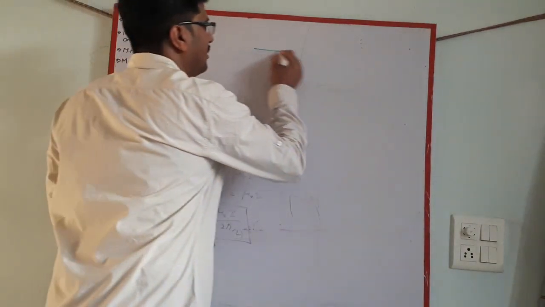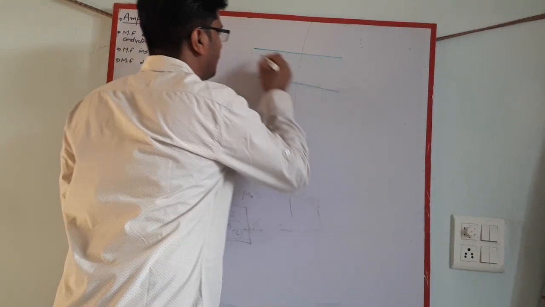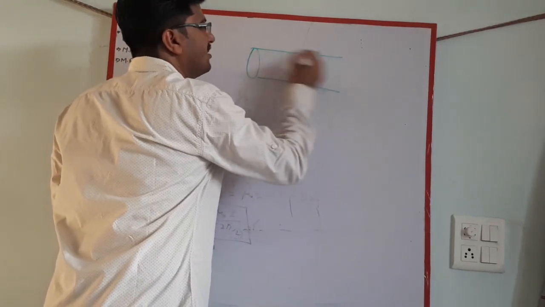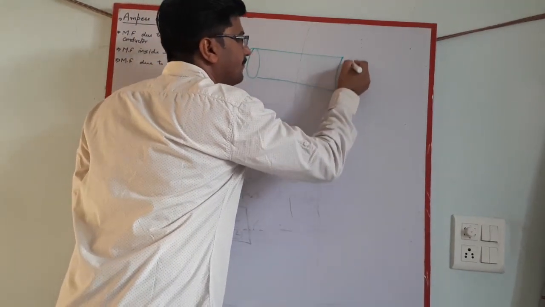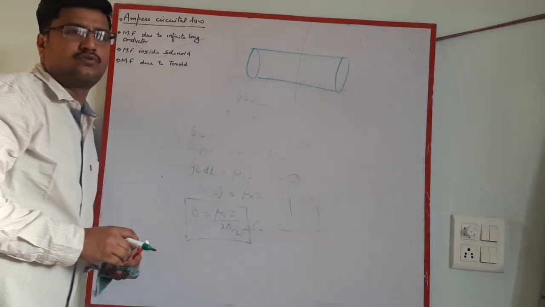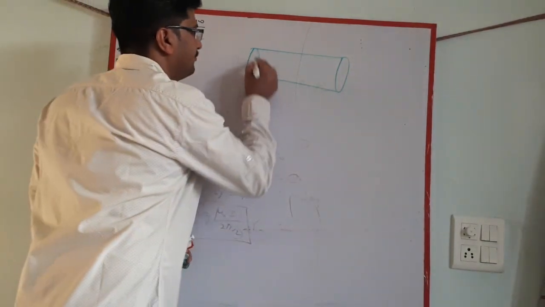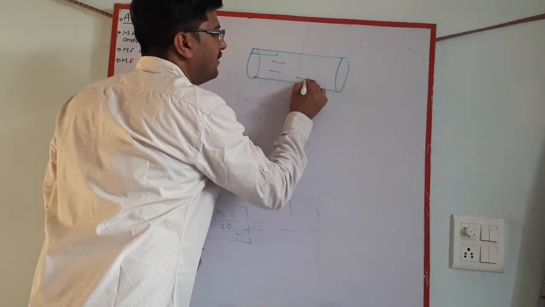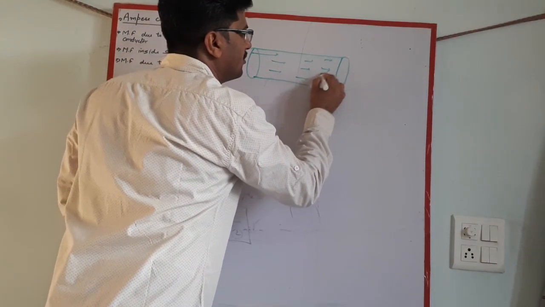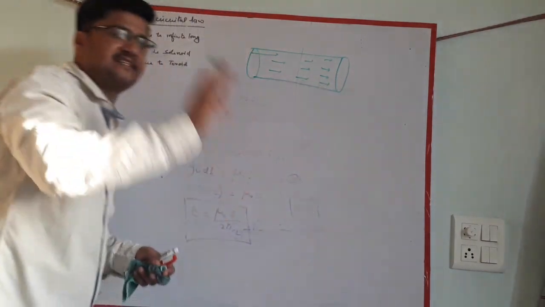We have a conductor having current flowing through its cross section. The current is flowing through the whole cross section, from inside the body.